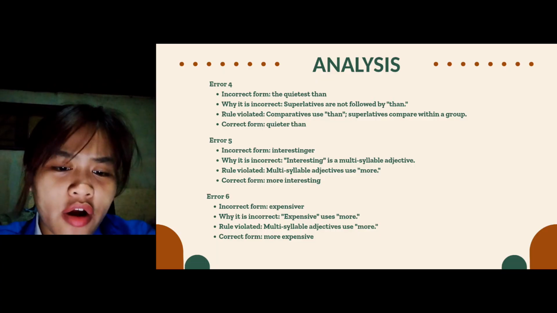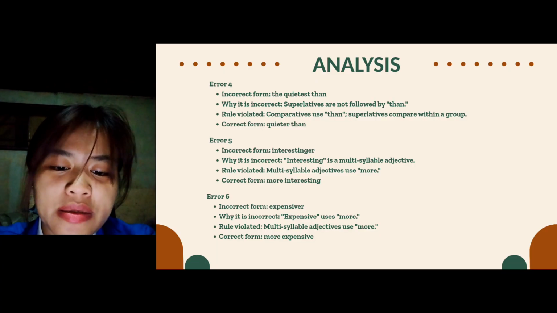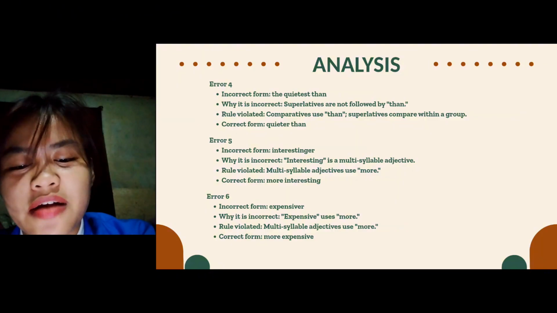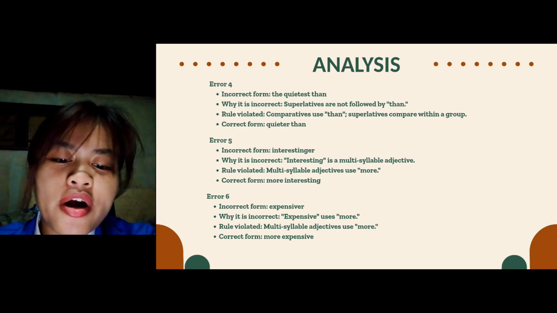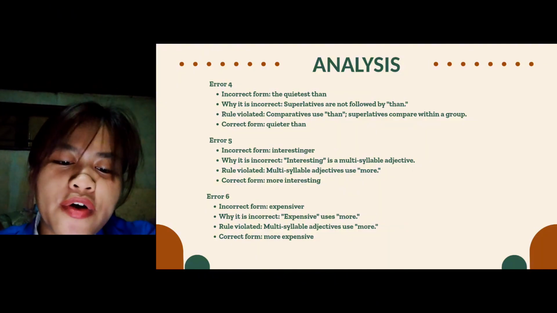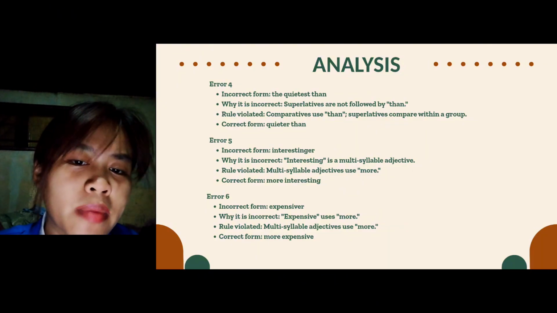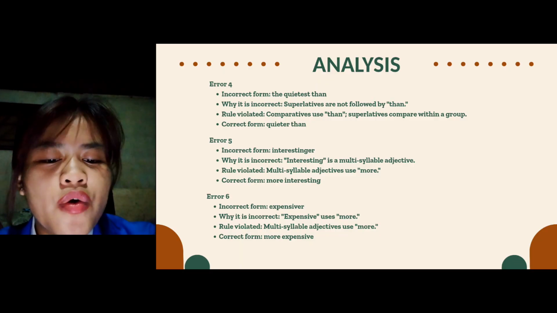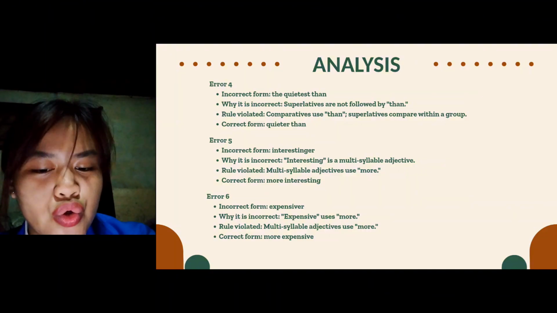Fifth error, incorrect form: interestinger. Why is it incorrect? Interesting is a multi-syllable adjective. Rule violated: multi-syllable adjectives use more. Correct form: more interesting. Sixth error, incorrect form: expensiver. Why is it incorrect? Expensive uses more, because what is expensiver? What does it mean? Rule violated: multi-syllable adjectives use more.